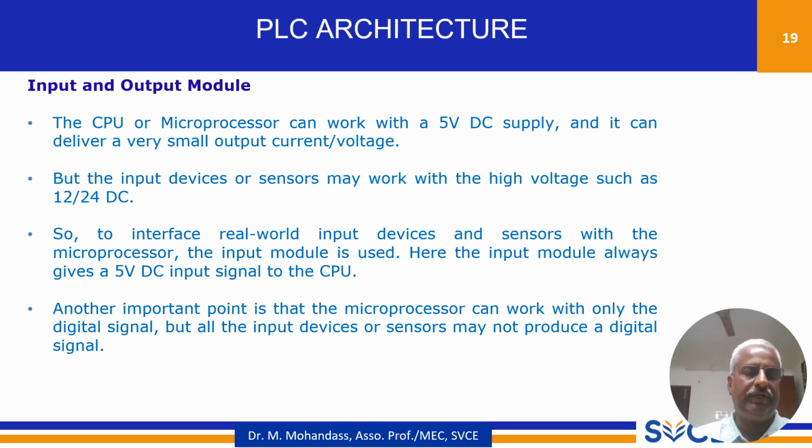The CPU or microprocessor can work with a 5-volt DC supply and it can deliver a very small output current or voltage. But the input devices or sensors work with a high voltage such as 12 or 24 volt DC supply. So to interface real world input devices and sensors with the microprocessor, the input module is used. Here the input module always gives a 5 volt DC input signal to the CPU. Another important point is that the microprocessor can work with only digital signals, but all the input devices and sensors may not produce a digital signal. So obviously we need digital to analog and analog to digital converters in PLCs.